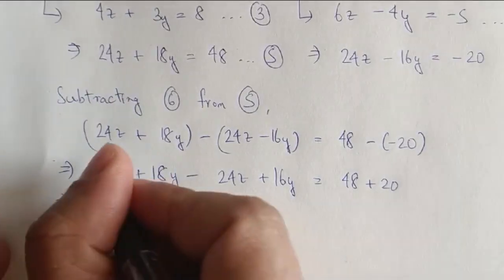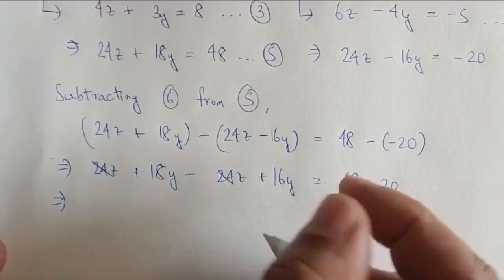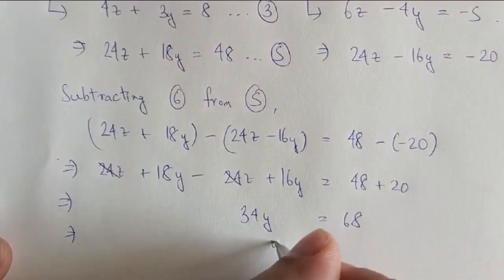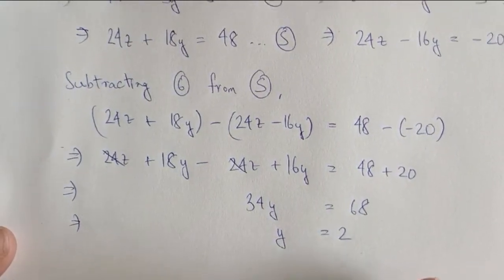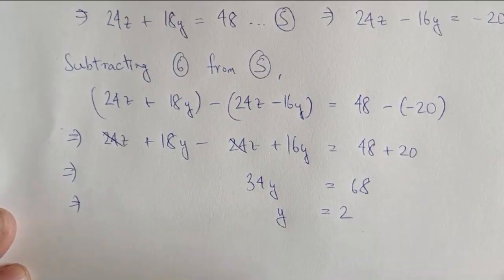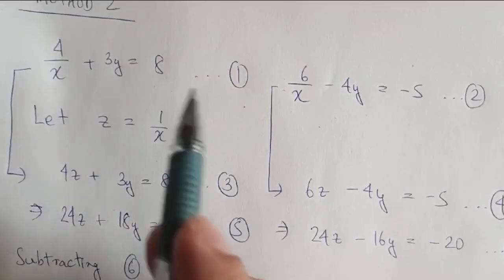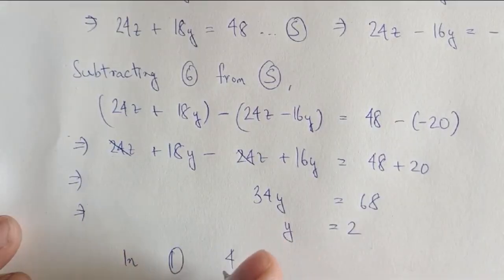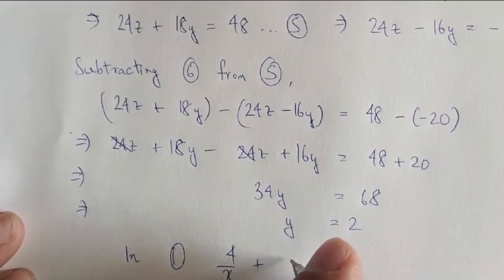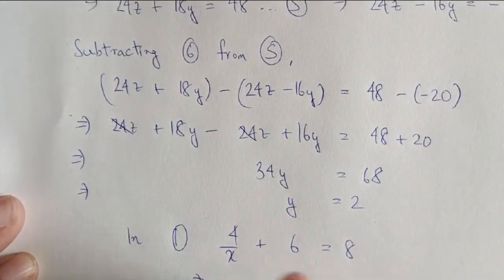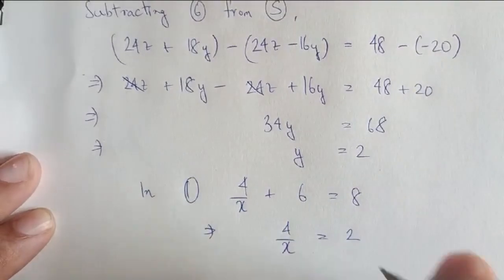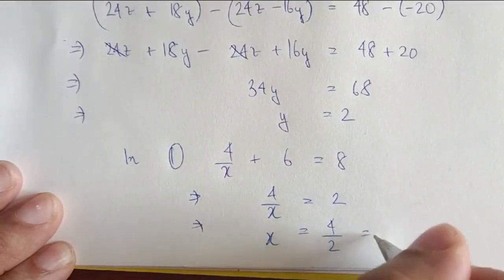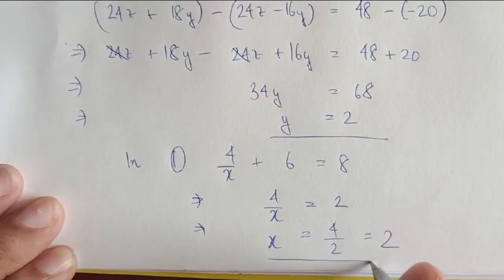So this will cancel, 18y plus 16y, that is 34y, will be equal to 68, and hence y is equal to 2. Similarly, if we substitute y as 2 in equation 1, then that gives us 4 by x plus 3 into 2 is 6 is equal to 8, which means 4 by x is equal to 2, or x is equal to 4 by 2 is equal to 2. So we have y is equal to 2, we have x is equal to 2.